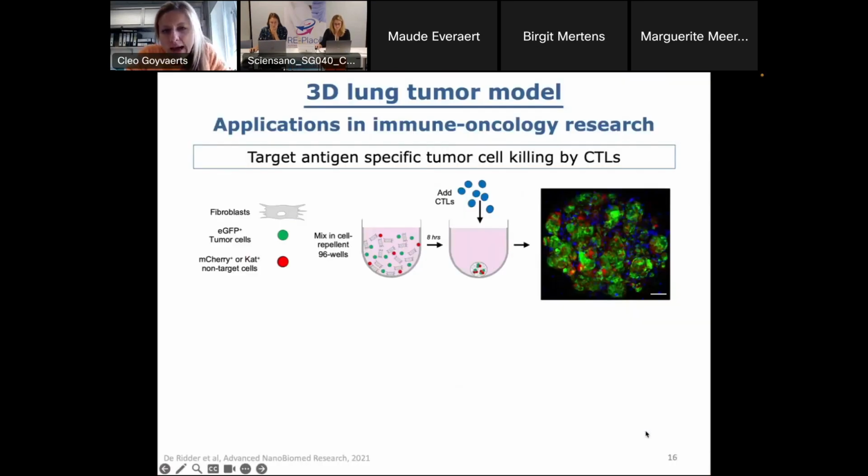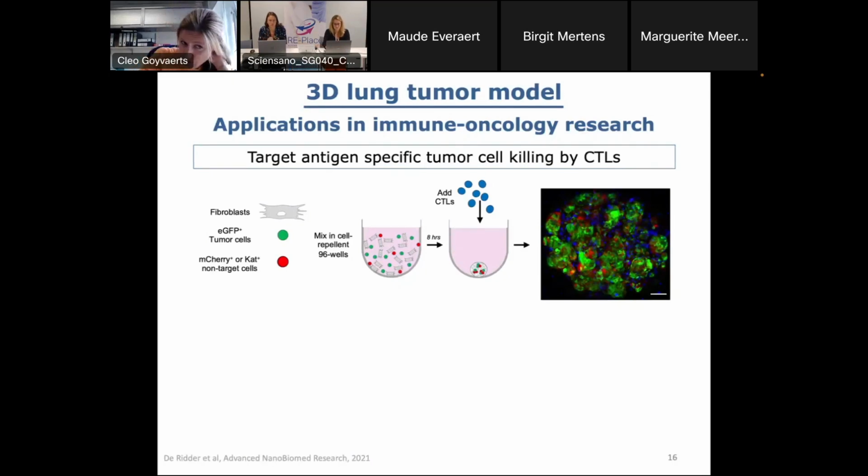So then the final application I want to share with you today is the fact that we could also use these 3D models to study tumor cell-specific killing by cytotoxic T lymphocytes. In a way, this is the most important readout if we want to evaluate new immunotherapeutics, which are often based on stimulating cytotoxic T lymphocyte activity on tumor cells. So for that, we took another approach.